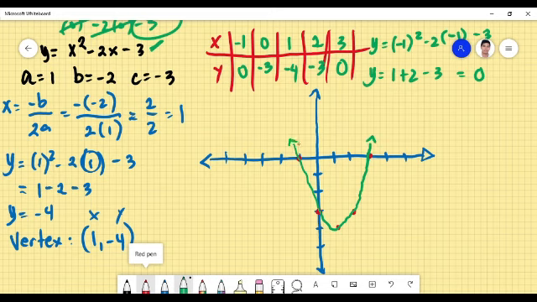Ayan. This is a parabola that opens upward. And this is the graph of y equal to x squared minus 2x minus 3. Ayan. So, ganyan lang tayo mag-graph ng quadratic function.